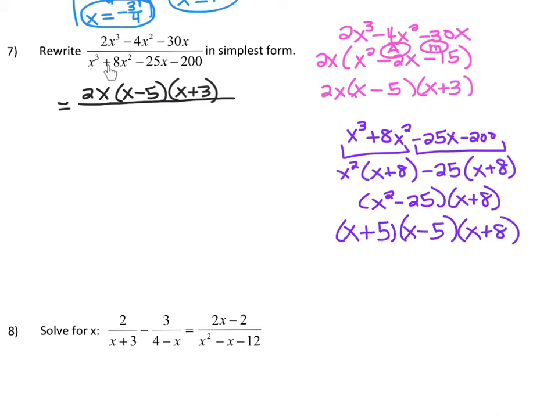Okay, so basically I took this denominator and factored it. So I'm going to put these factors in the denominator of our new fraction. All right, so we have x plus 5 times x minus 5 times x plus 8.